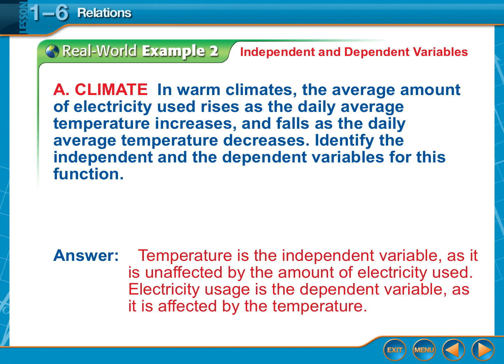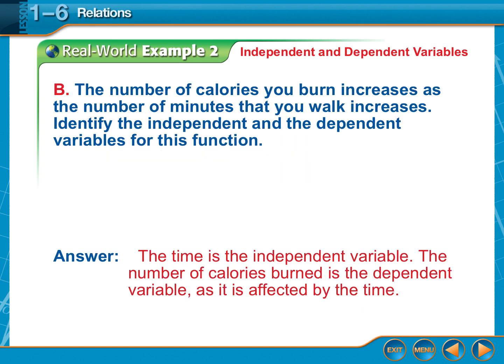Good. Okay. This one, it says the number of calories you burn increases as the number of minutes that you walk increases. What is our independent variable? So, what are our two variables in this case? Walking and calories? Okay, number of calories you burn and the number of minutes. Yeah. So, calories and minutes, okay? So, what is the independent variable?